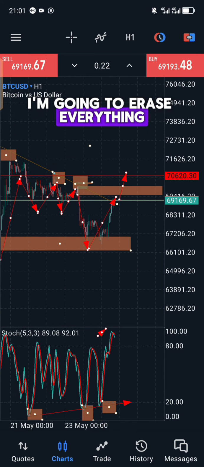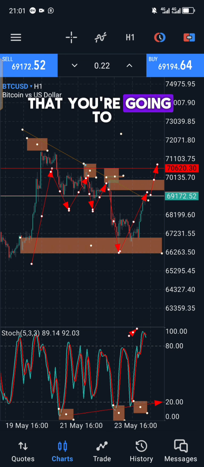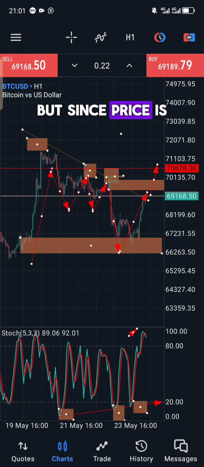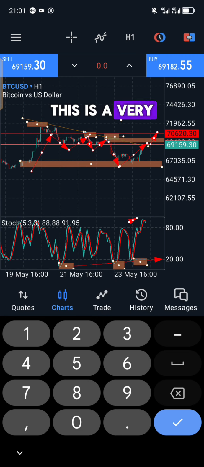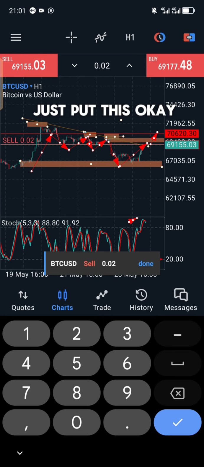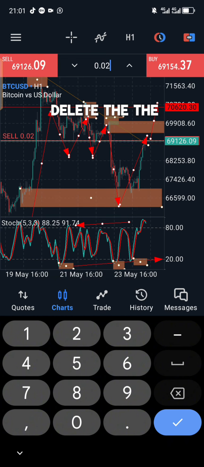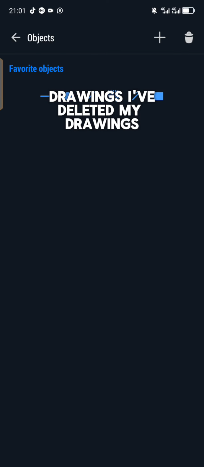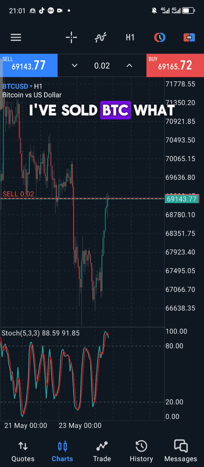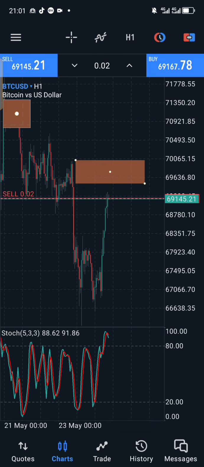I'm going to erase everything so that I conduct a thorough technical analysis that you're going to follow. But since price is already reacting, I'll just put my sell position on Bitcoin. This is a very small account, so I'll just put this. While I place that, I'm also going to delete the drawings. I've deleted my drawings. I've sold BTC. What I have to do now is just this.